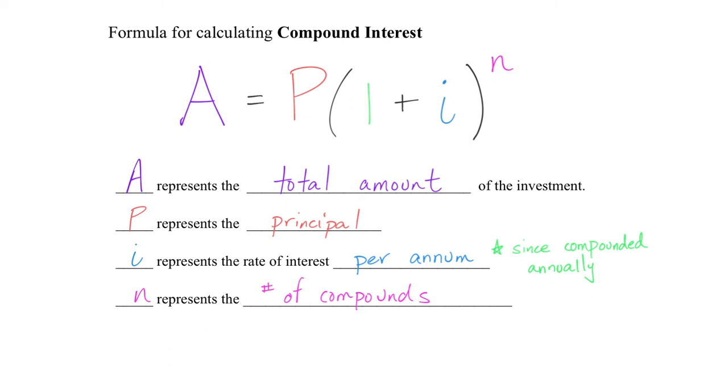For us in our course, we will call it the interest rate per annum because we are only looking at compounded annually. What does that make n then? N is our number of compounds. So how many times will I earn that interest? How many times will my interest be compounded?